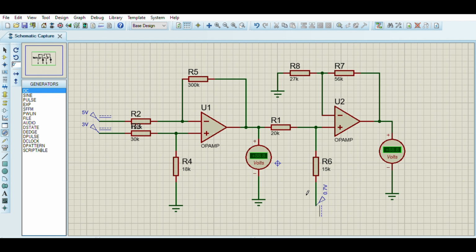So after that, we can run the circuit to find out the value for the output voltage. So this is the value for the output voltage, negative 8.56 and negative 10 volt, the same as the calculation method.